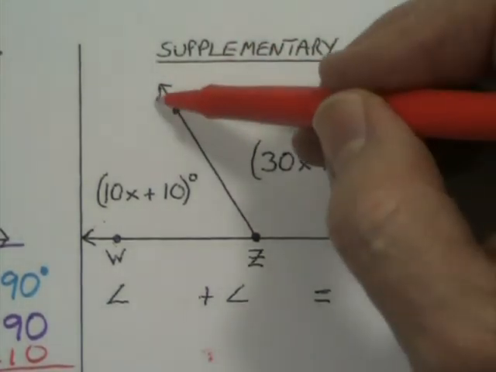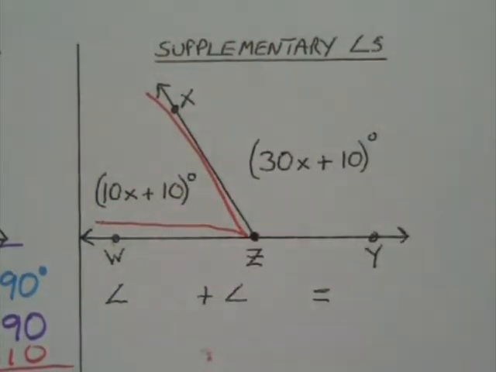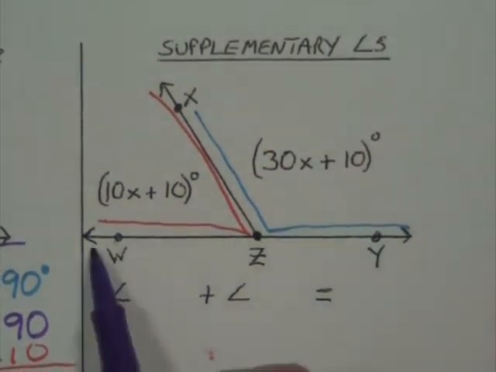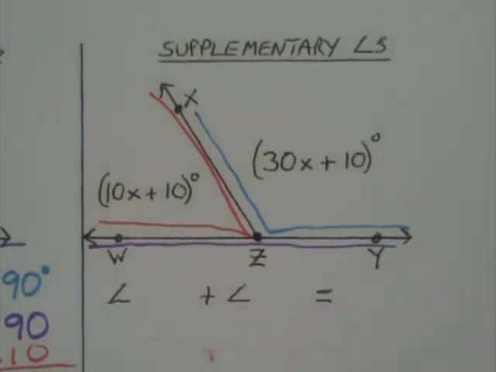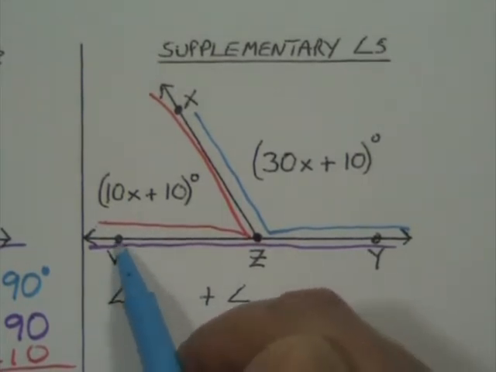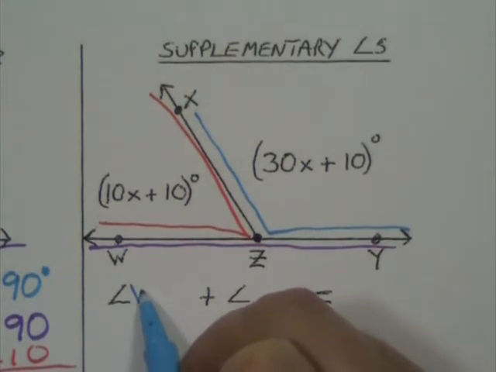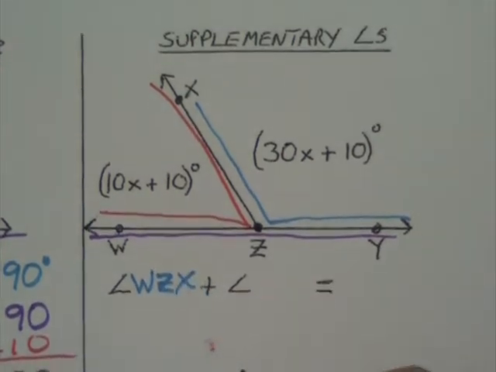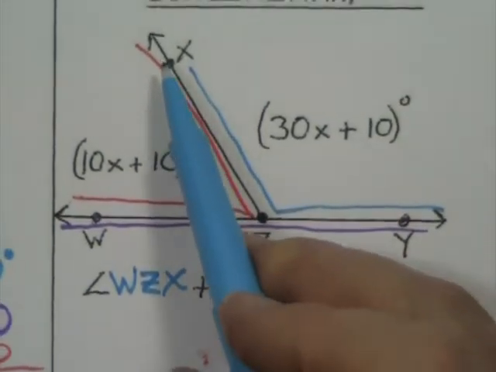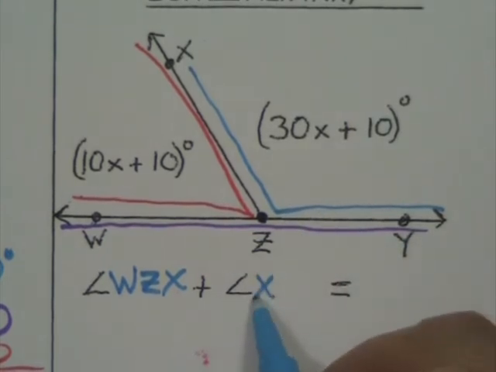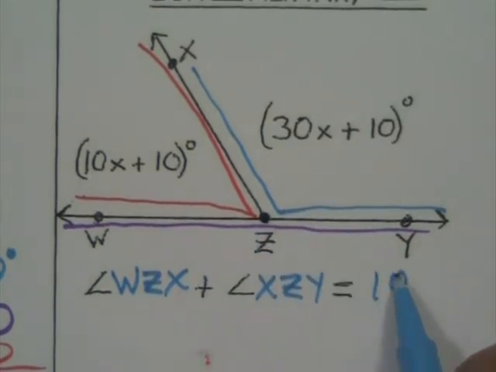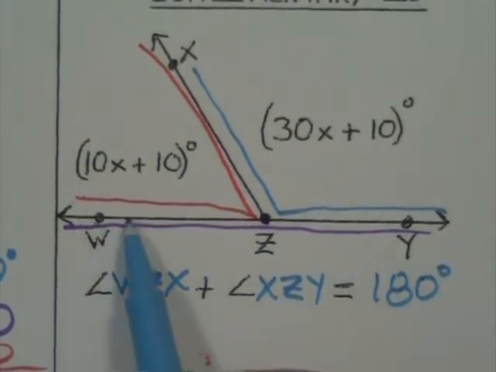Now for the supplementary angles, again, we have two angles. This angle here, this angle here. And if you notice, together, what's left here is a straight line. Okay, so now let's identify our angles. We have angle WZX, and we also have the angle XZY. Both those angles together, if you add them up, should equal 180 degrees because they're making a straight line.